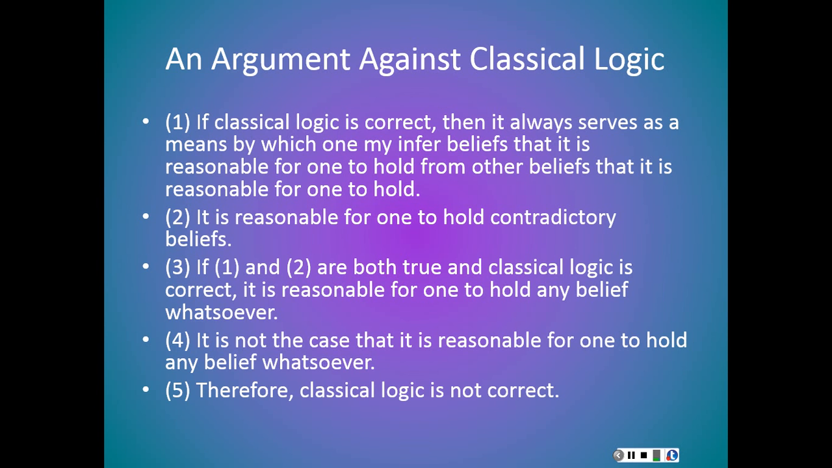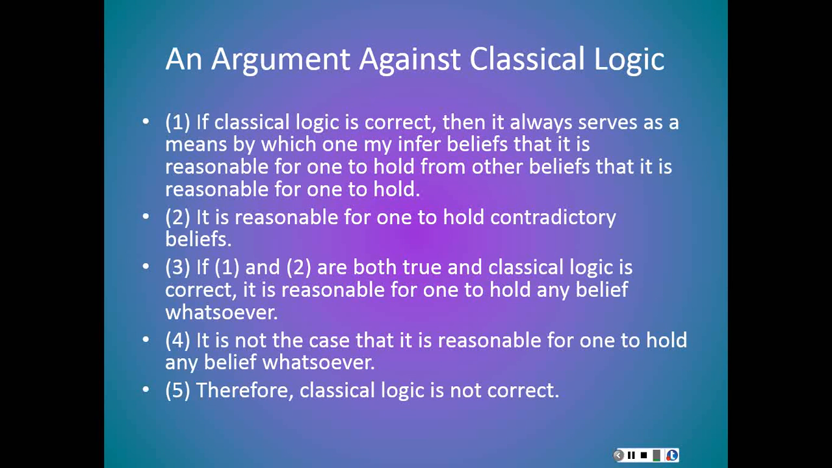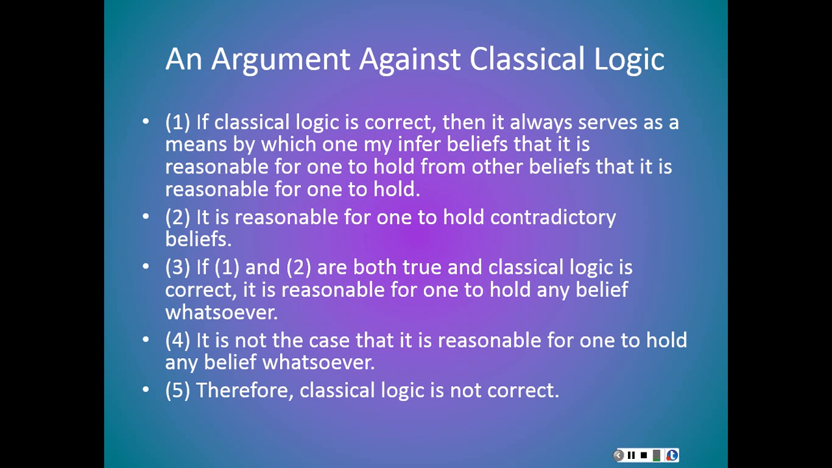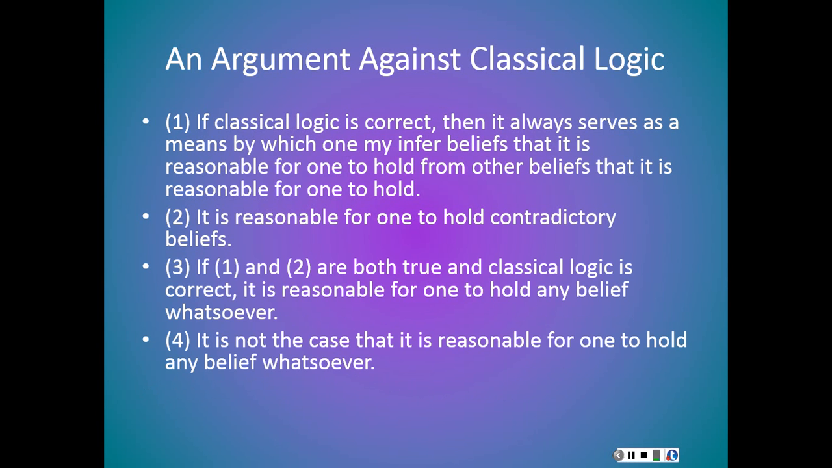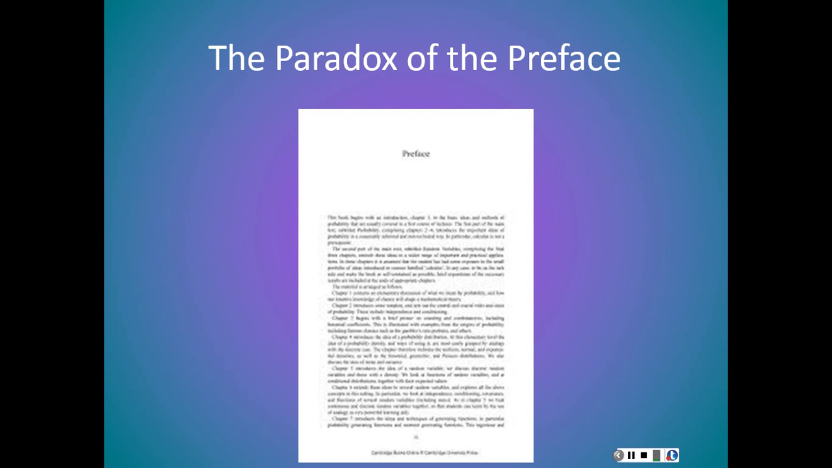So, for those who, like me, are fans of classical logic, for those who, like me, think classical logic is correct, it is incumbent on us to find a premise of this argument to deny. But which premise should that be? Well, you might think that the culprit is premise 2, that it's reasonable for one to hold contradictory beliefs. But as I mentioned, there are actually powerful arguments for the truth of premise 2. Let me give you one.